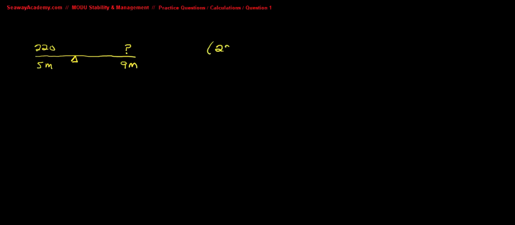So in a question like this, your left side must equal your right side. So on your left side, you have 220 kilograms times 5 equals the unknown weight. So you represent the unknown weight by x times 9. This will give you 1,100 equals 9x.